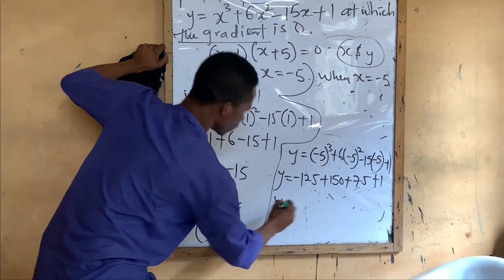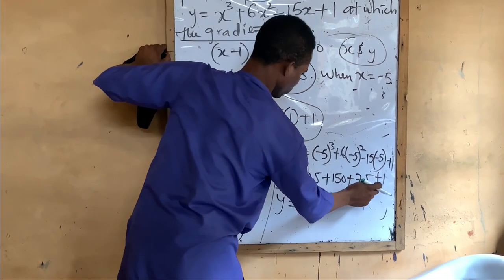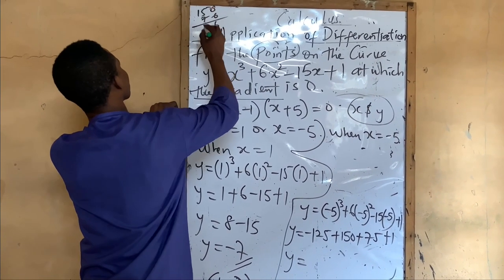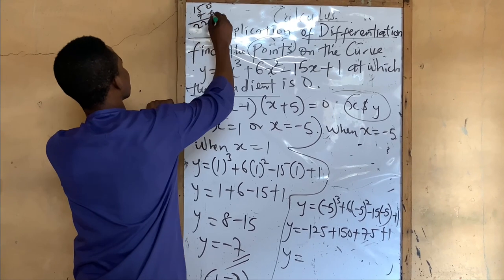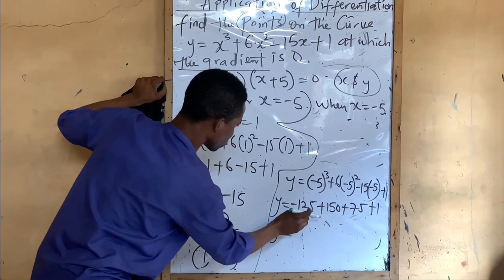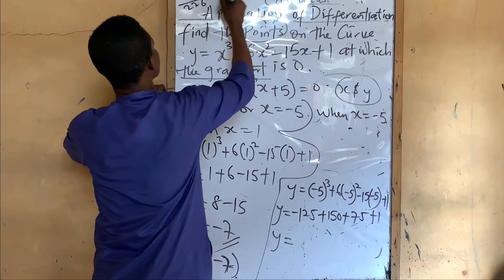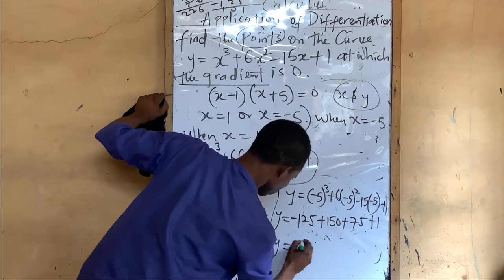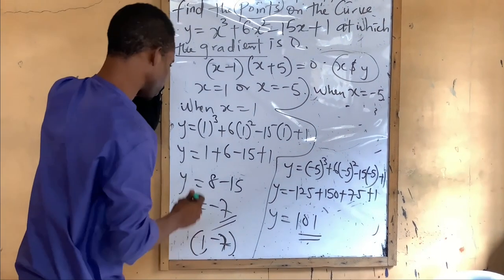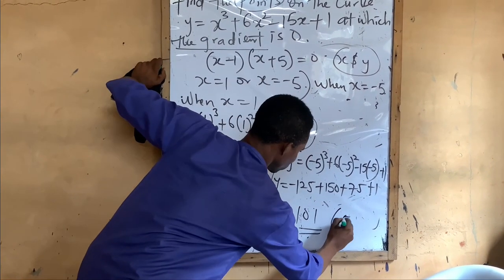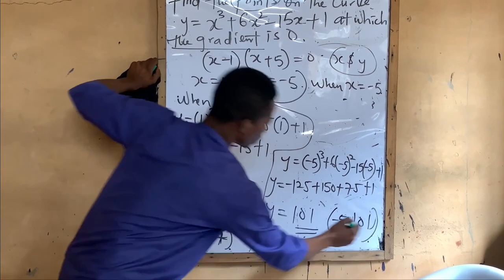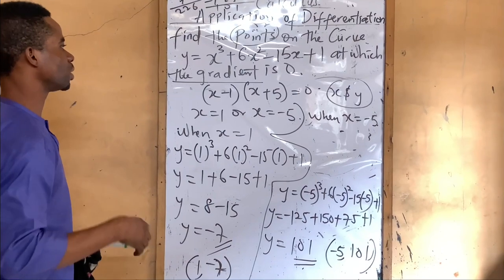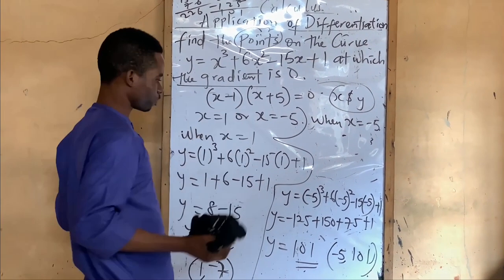So the y here is 150 plus 76. 6, 7 plus 5, that is 12, 1, that is 226. 226 minus 125 is 101. So that is y equals 101. That means when x is minus 5, y is 101. So when you get the word point, you're also talking about the coordinates. When you get the x, you have to get the y. And gradient is talking about how you have to differentiate.